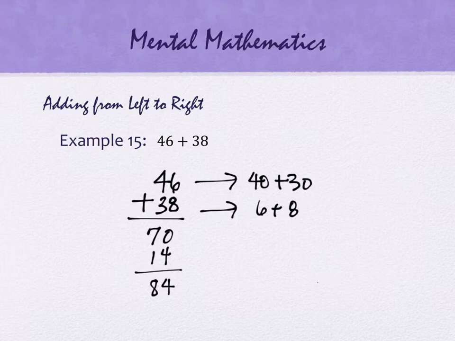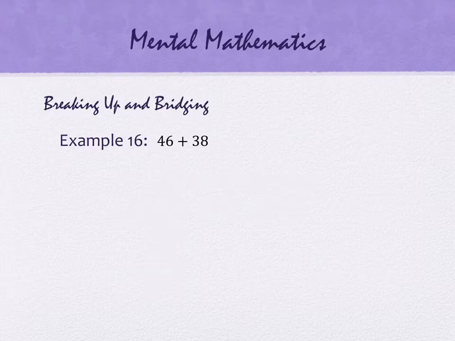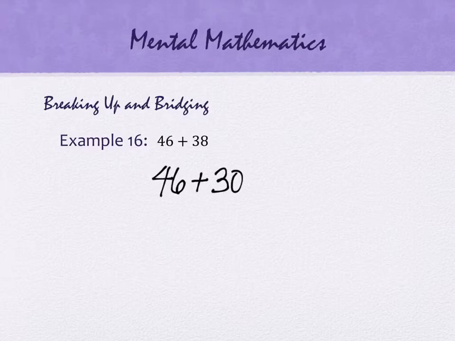The next one I like a little bit better. The next one's called breaking up and bridging. What we do with this algorithm is that we add the 46 that we started with to the 30 from the next value. So we have 76, which we usually can do pretty well in our head. I think most of us would be all right with that. And then we'd add 8 to that.